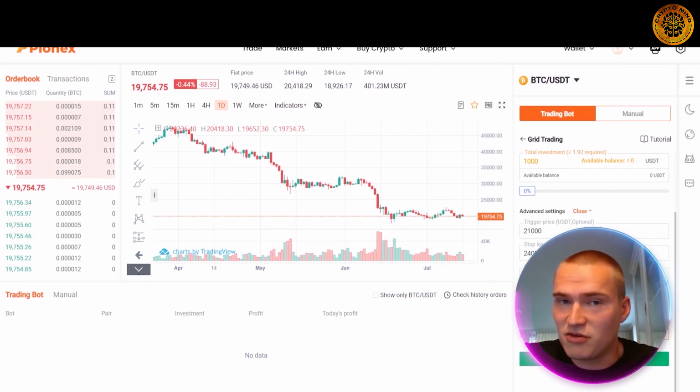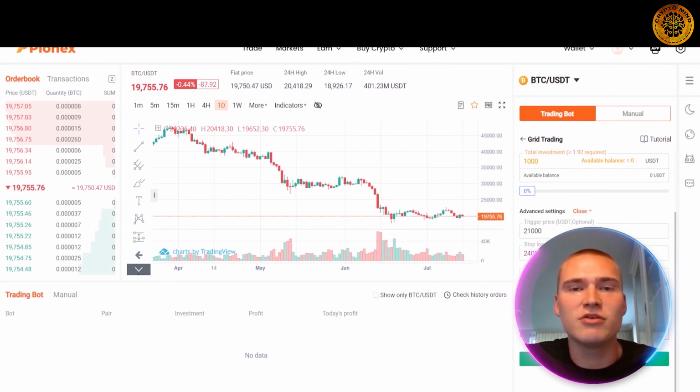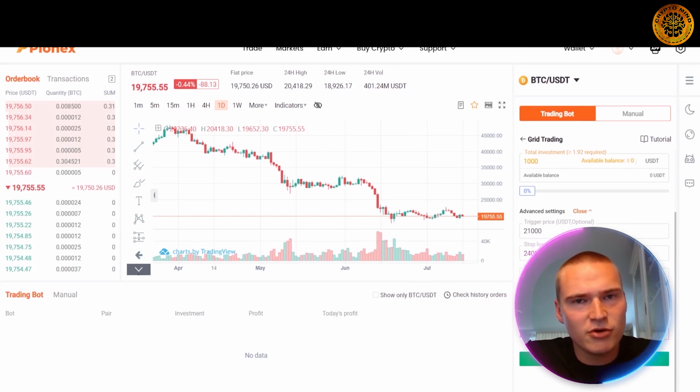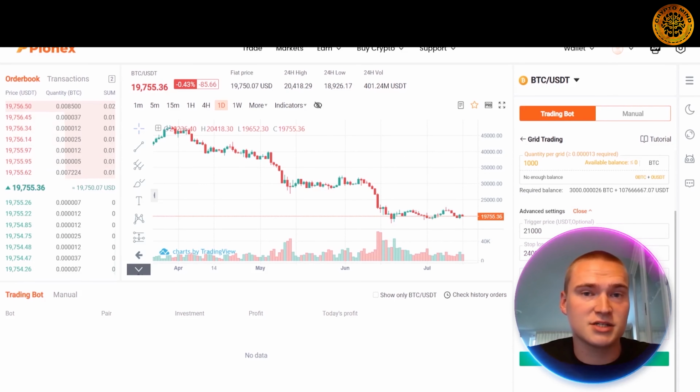And then lastly, the investment, you can choose to only invest USDT. But if you actually have some BTC on your balance too, you can also use both to actually invest into the bot.